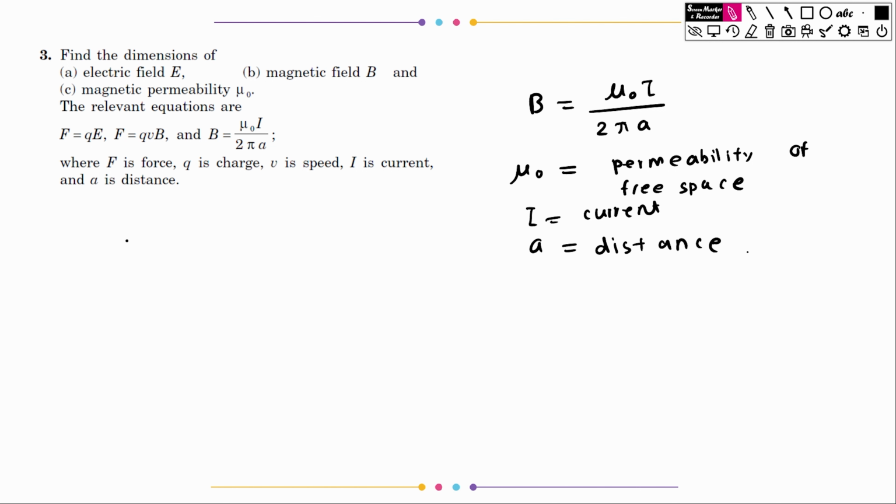Similarly, the magnetic force acting on a moving charge Q is given by F is equal to Q V cross B, where V is the velocity of the charge and B is the magnetic field.